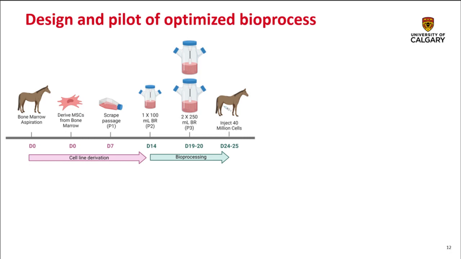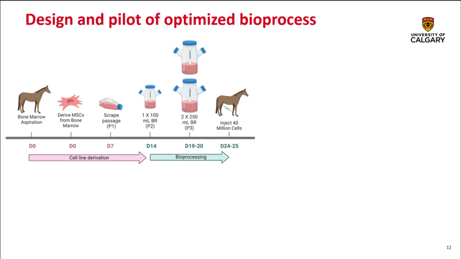We extract the bone marrow on day 0 and then derive a cell line from this marrow over 2 weeks. And after the cells undergo their first scrape passage, approximately 1 million cells are seeded into a 100 milliliter stirred suspension reactor, cultured for around 5 to 6 days, passaged into 2 250 milliliter reactors, cultured for another 5 to 6 days before the cells are purified and ready for use.